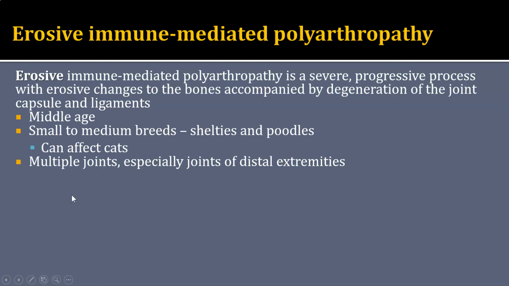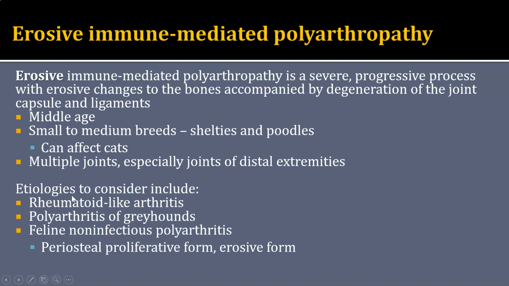This occurs in middle-aged patients that are more commonly dogs, and they are small to medium breeds. Shelties and poodles seem to be overrepresented, but there are forms of erosive immune-mediated polyarthropathy in cats. Again, it's going to involve multiple joints because it's a polyarthropathy, and it is more common in the joints of the distal extremities.